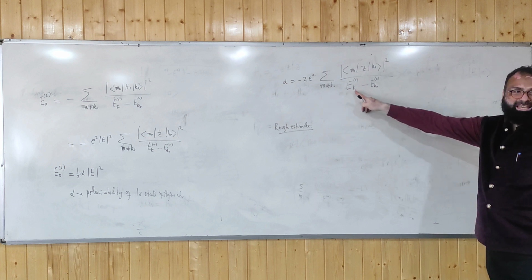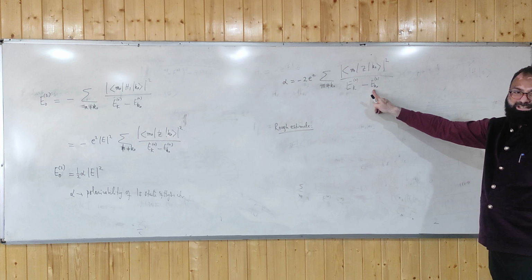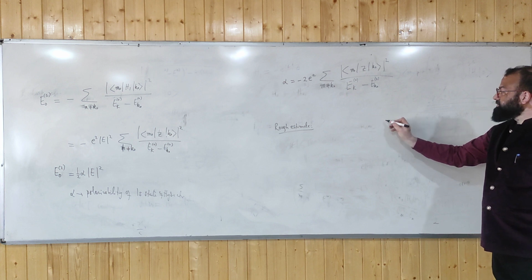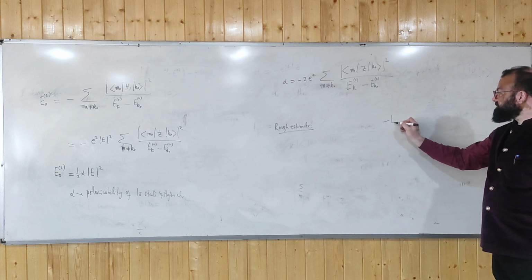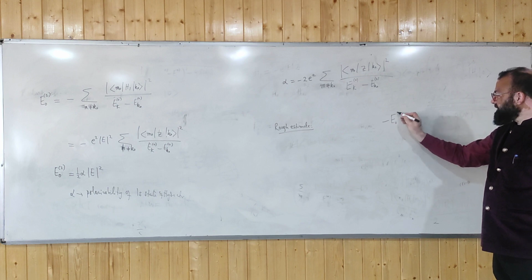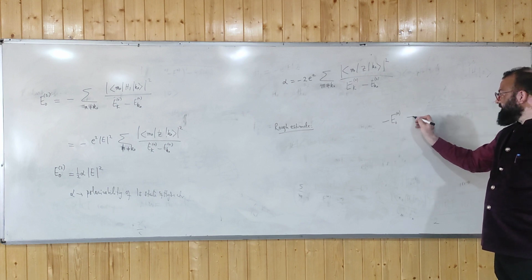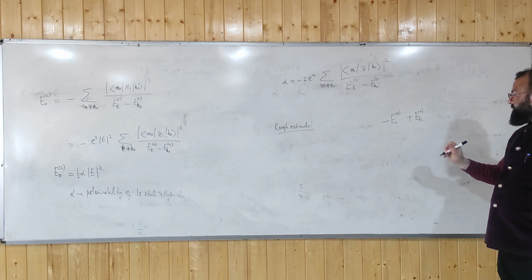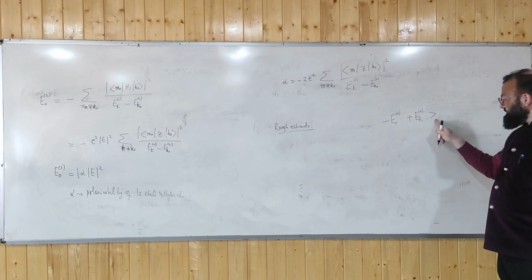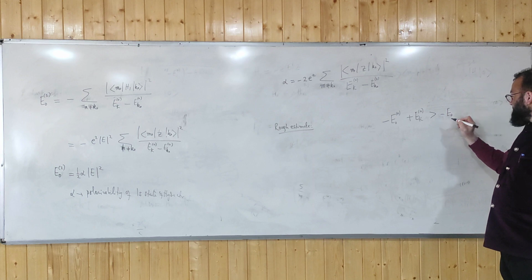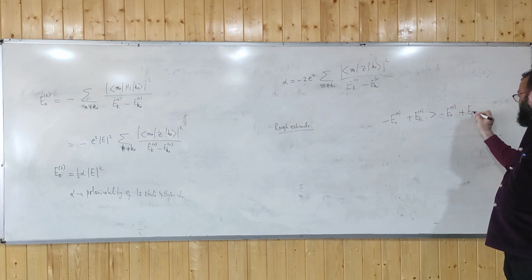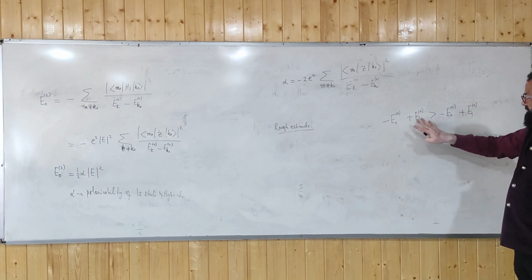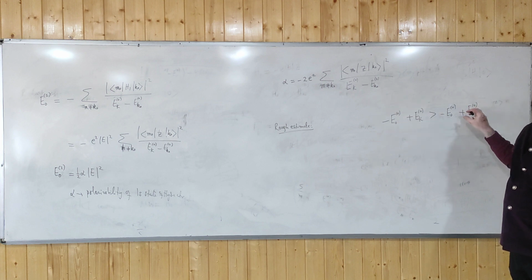So Ek is any kth level. Clear? And this is only the ground state. So you can absorb that negative here. You can write it like this: minus E naught, that means the ground state energy, plus the energy Ek naught. What is this energy? It is for any level K. So what is this equal to? This is greater than minus E naught plus, let's say, the first level. So this very object is always greater than this very object. Clear?